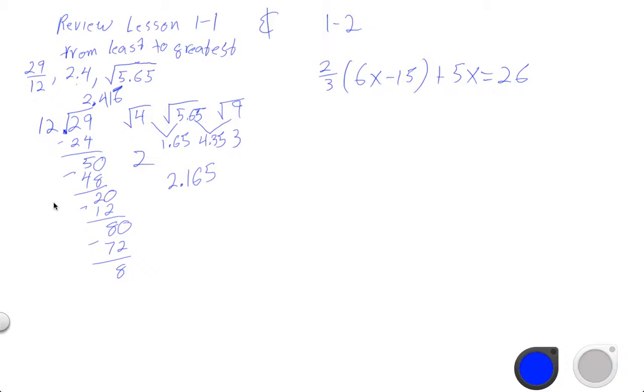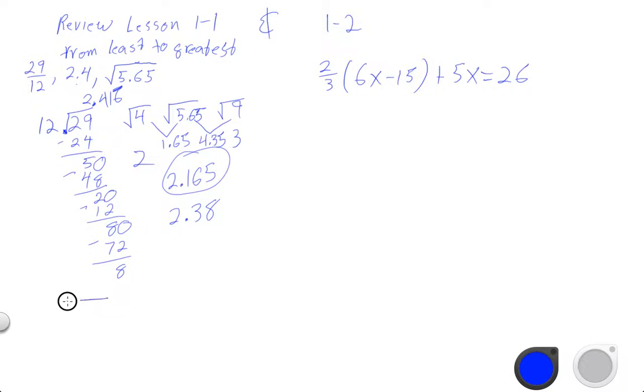The square root of 5.65 is 2.37. Okay, so that's really close to twice that decimal right there. So this was my estimate. It was off. It was 2.3. And if we round, 2.38. Okay, so we have 2.38, 2.4, and 2.416.